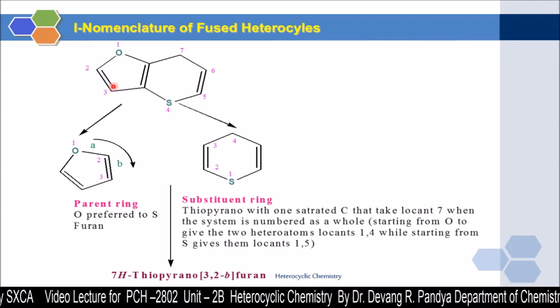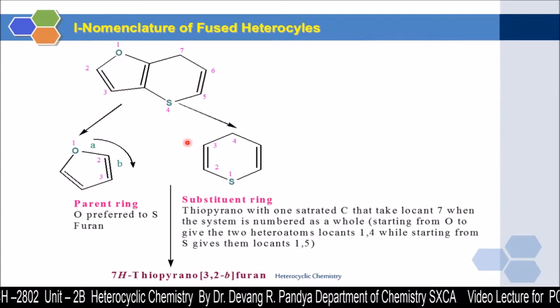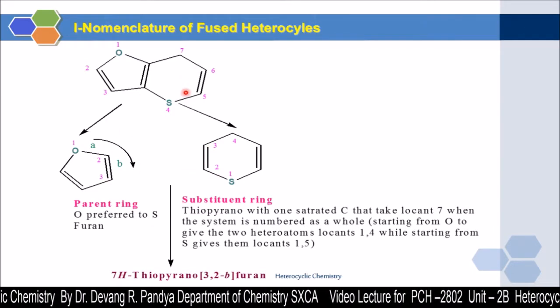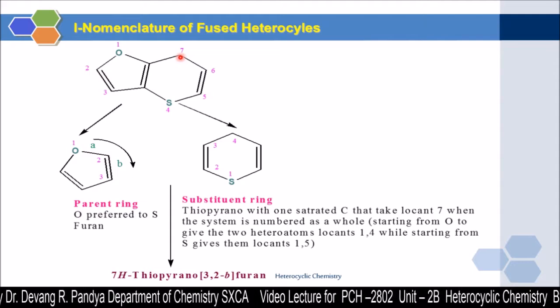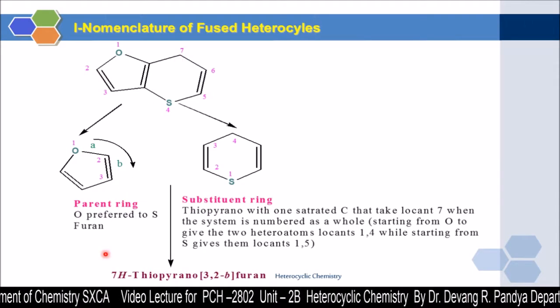But as far as our nomenclature system is concerned, we need to consider the parent ring, we need to consider the fused ring, and then if there is some unsaturation, we need to show that unsaturation as well. So you can see on carbon number 7, unsaturation is there, so 7H.